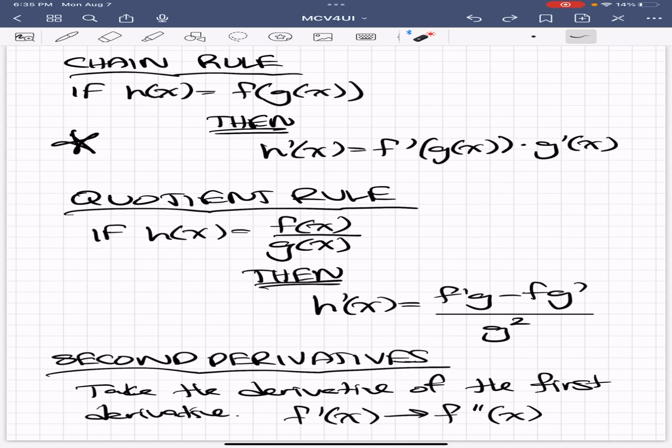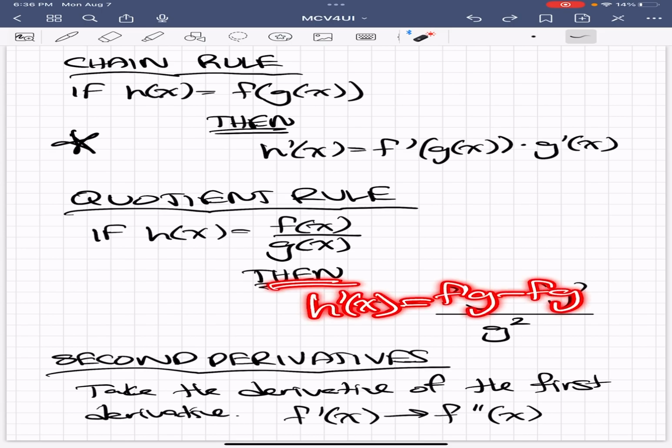And then we have the quotient rule, which is if h of x is two functions divided by each other, then the derivative of h of x equals the derivative of f times g, minus f times the derivative of g, all over g to the power of 2.